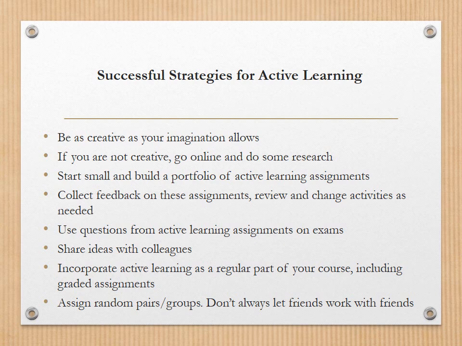Incorporate active learning as a regular part of your course, including graded assignments, and assign random, let me always emphasize that word, random pairs and groups. Don't always let friends work with friends, because then you end up having people who are spending more time socializing than working. And this way, when you're assigning these random pairs or groups, you can also put certain personality types together. You want an extrovert and an introvert working with maybe somebody who just seems like they're not interested, because then you're going to have different kinds of personalities, which simulates the real world more than anything else.